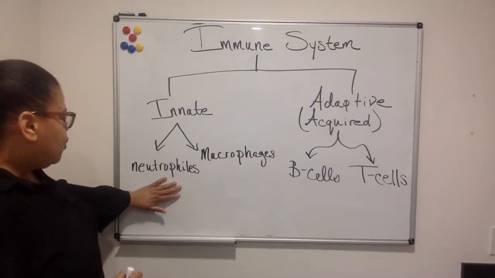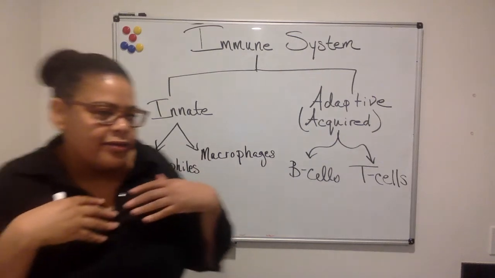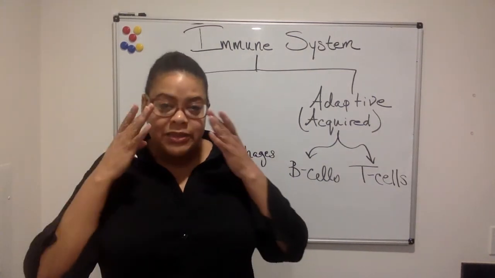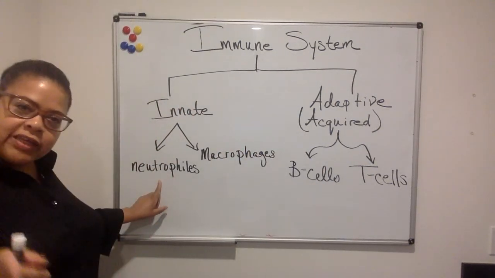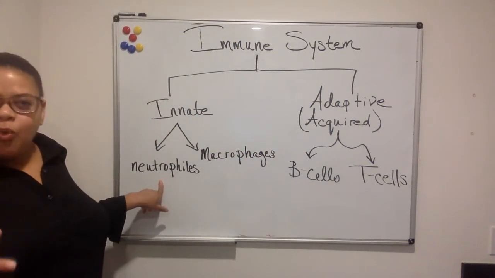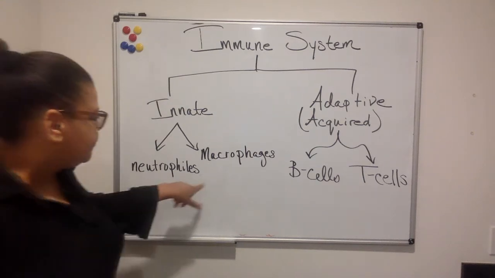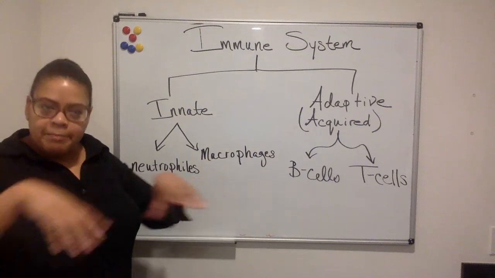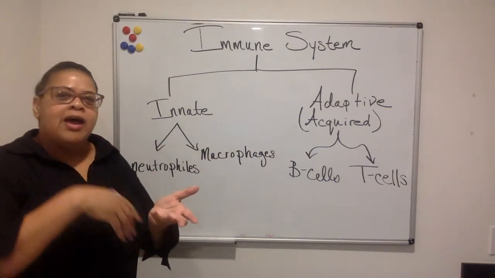Okay, so these two guys are cells that are phagocytes. Phagocytes actually eat bacteria. When neutrophils eat bacteria, they actually form pus. So you've seen neutrophils. Macrophages are bigger cells and they're called big eaters, and they also eat bacteria and viruses.